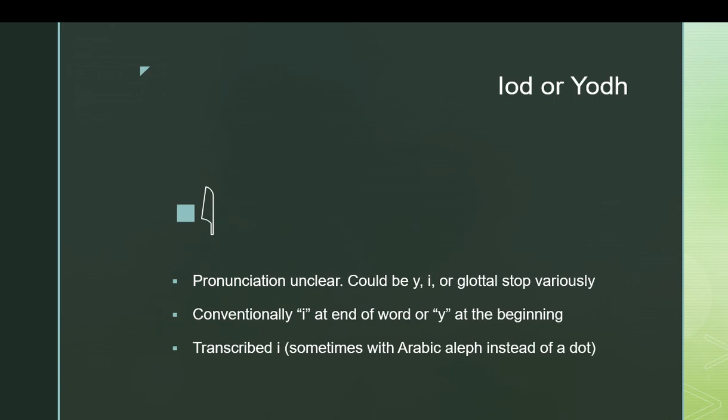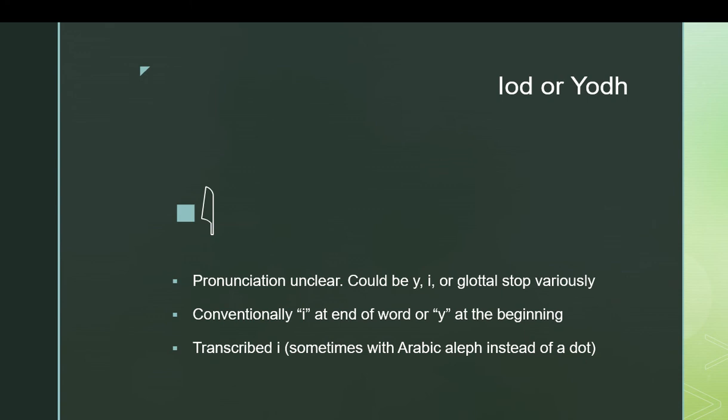The next letter, which is represented by a papyrus leaf, is called Yod, sometimes with an I, sometimes with a Y. The pronunciation is a little iffy. It could be a Y, it could be an I, it could be a glottal stop. It may have been all of these in different positions, which seems very probable. Conventional Egyptological pronunciation has it as an I at the end of a word or a Y at the beginning of a word. Unlike the letter Y that we're going to meet in a minute, it can occur in either position. And it is transcribed with an I.